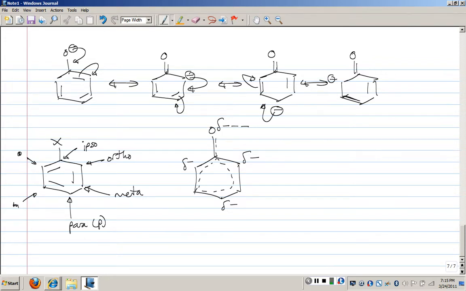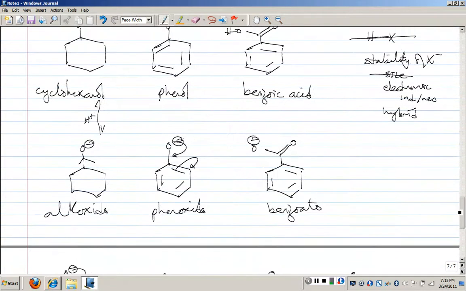Nonetheless, the charge on the O here is much less than the charge on the O here, which is the only atom bearing the charge. In fact, the other carbons in the molecule are dumping electrons on the O. So this alkoxide is very unstable, and therefore it's a strong base.